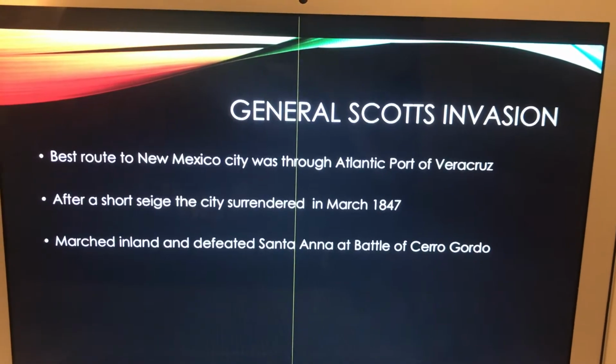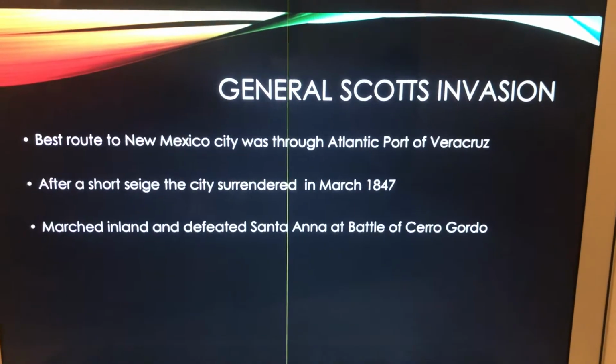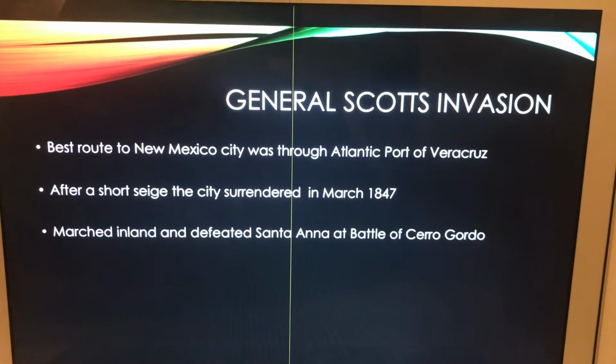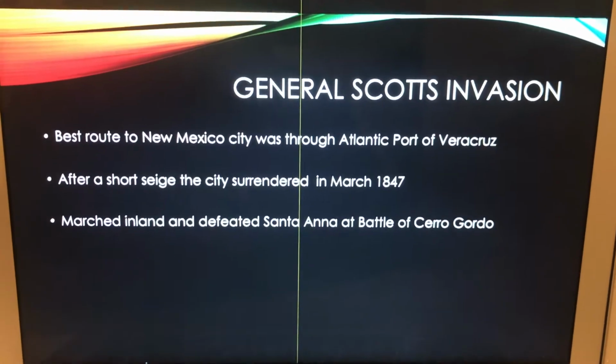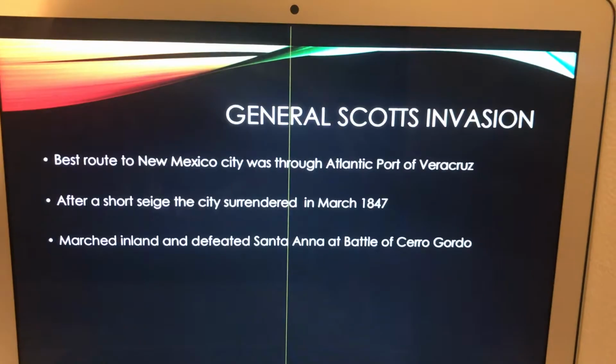General Scott then marched inland and defeated Santa Anna, a very famous Mexican general who was immortalized at the Battle of the Alamo. He was defeated by Scott at Cerro Gordo.